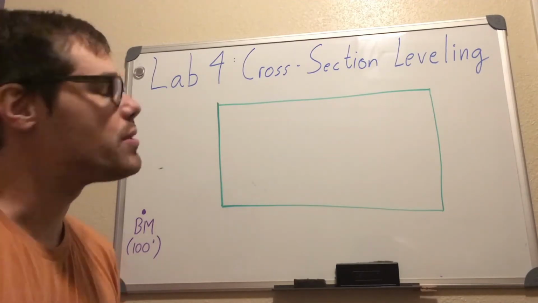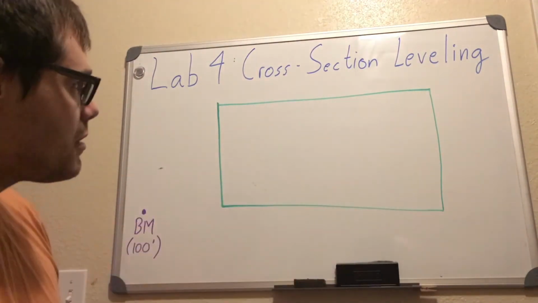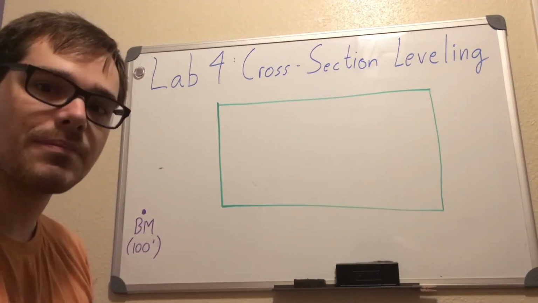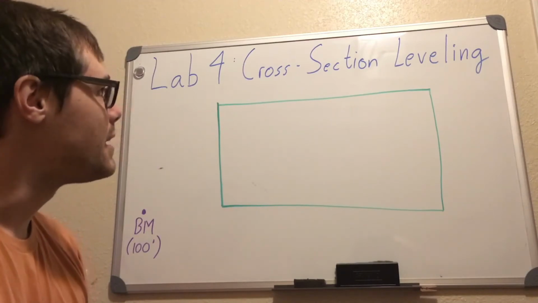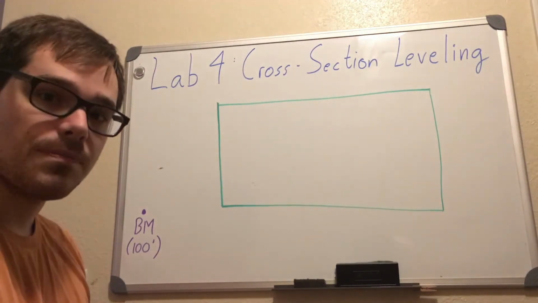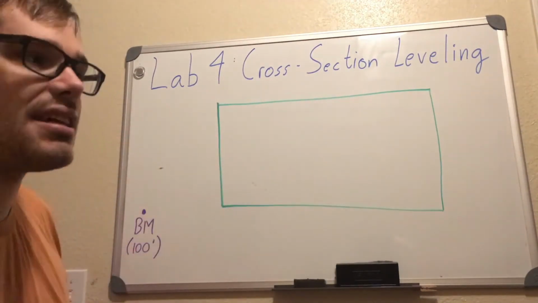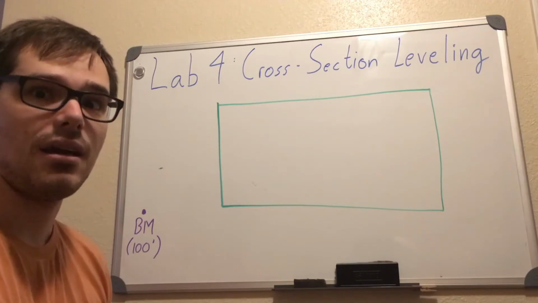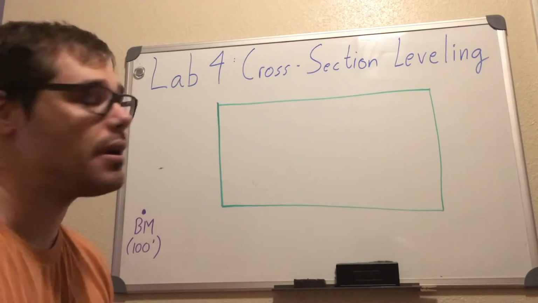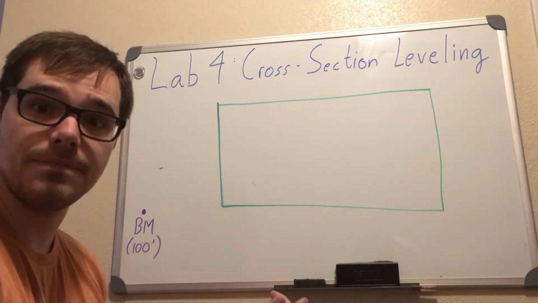So this week I'm going to talk about the typical circuit you would run to do cross-section leveling. And then we'll see where that takes us. So let's assume that we have this area. We'll just say it's a lot. We're going to say that we're going to build something, a house or a building of some sort. But first we have to get an idea of the elevation for this lot.